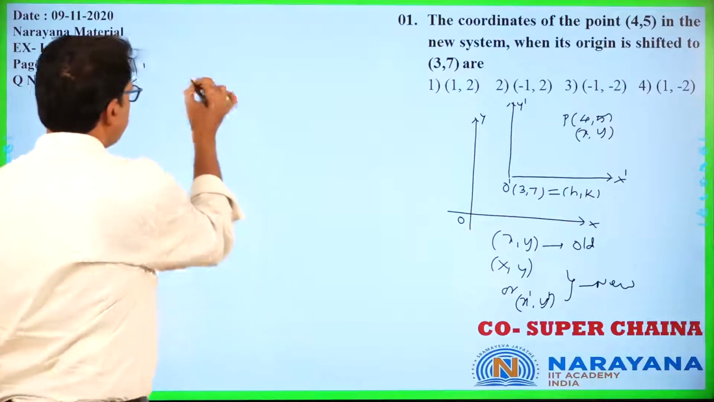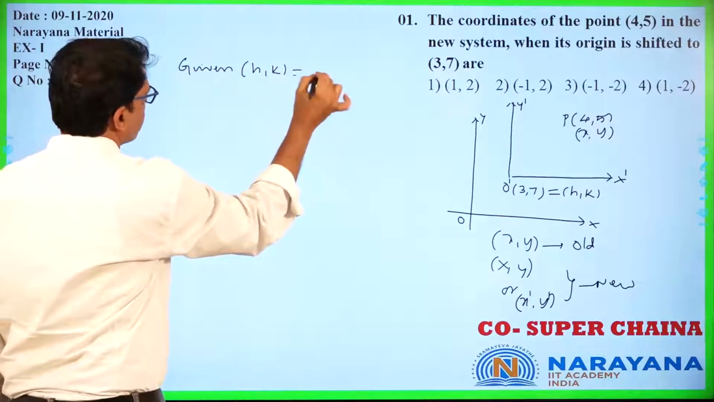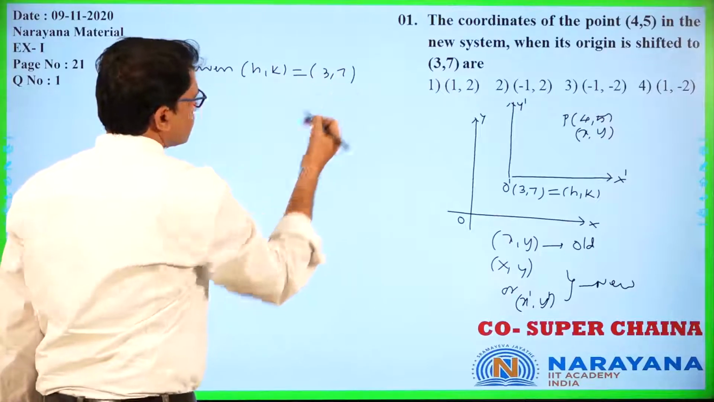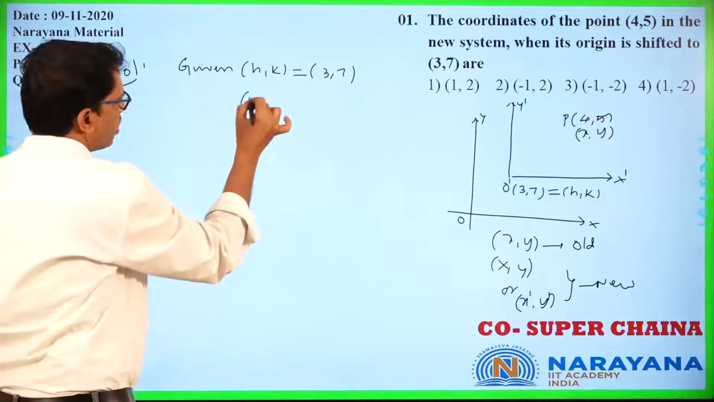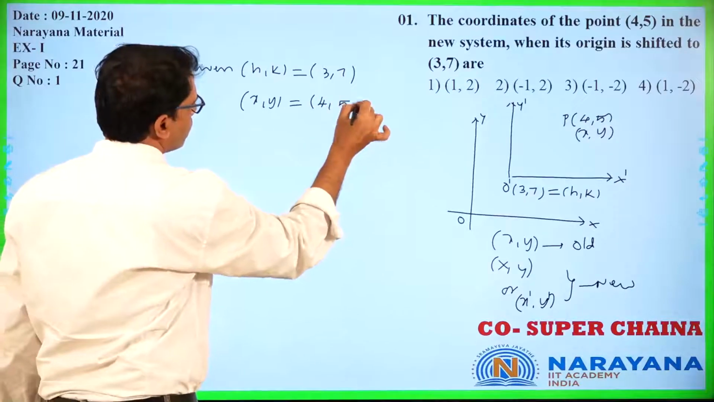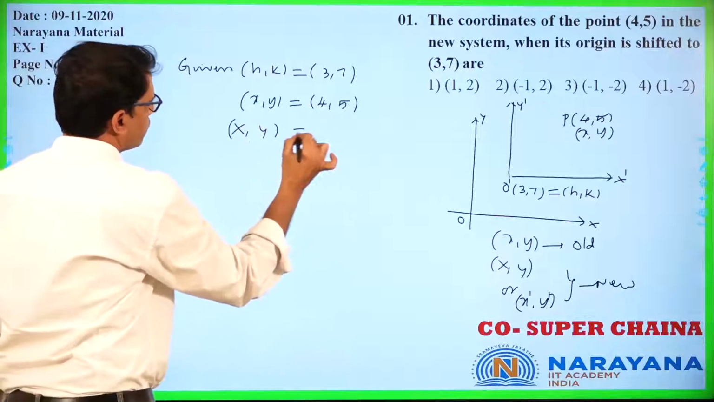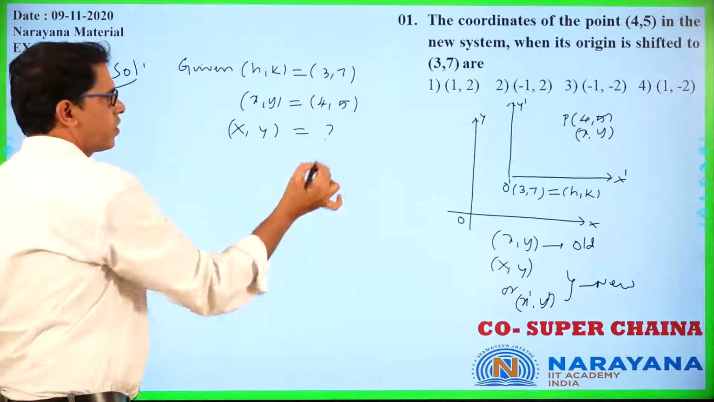Okay? See, given h comma k equals 3, 7, and small x comma small y equals 4, 5. So we have to find capital X comma capital Y. Capital X comma capital Y is the required value.